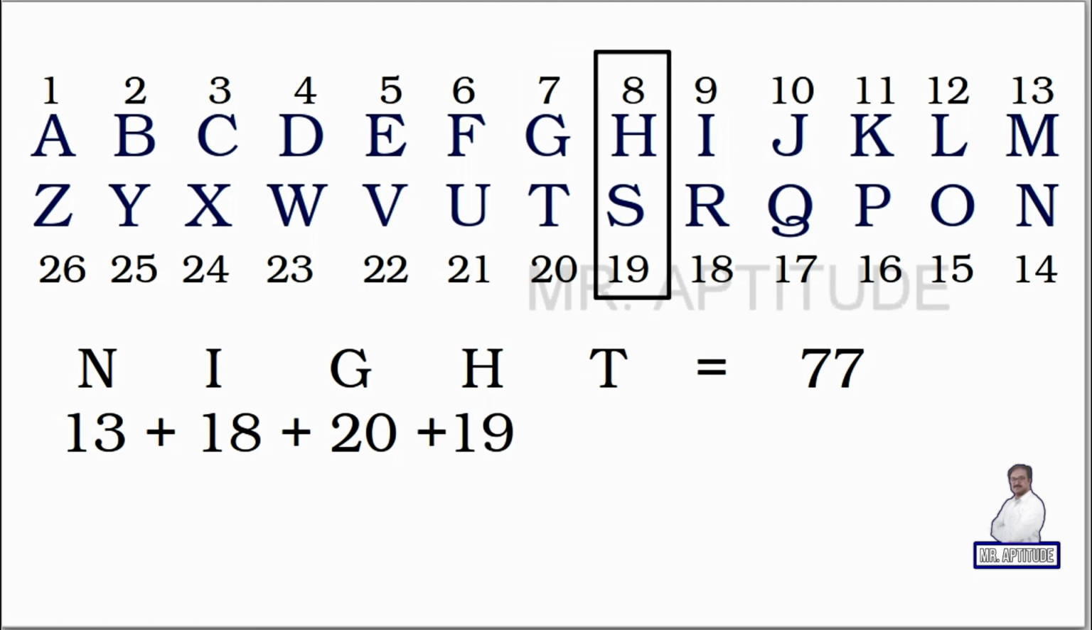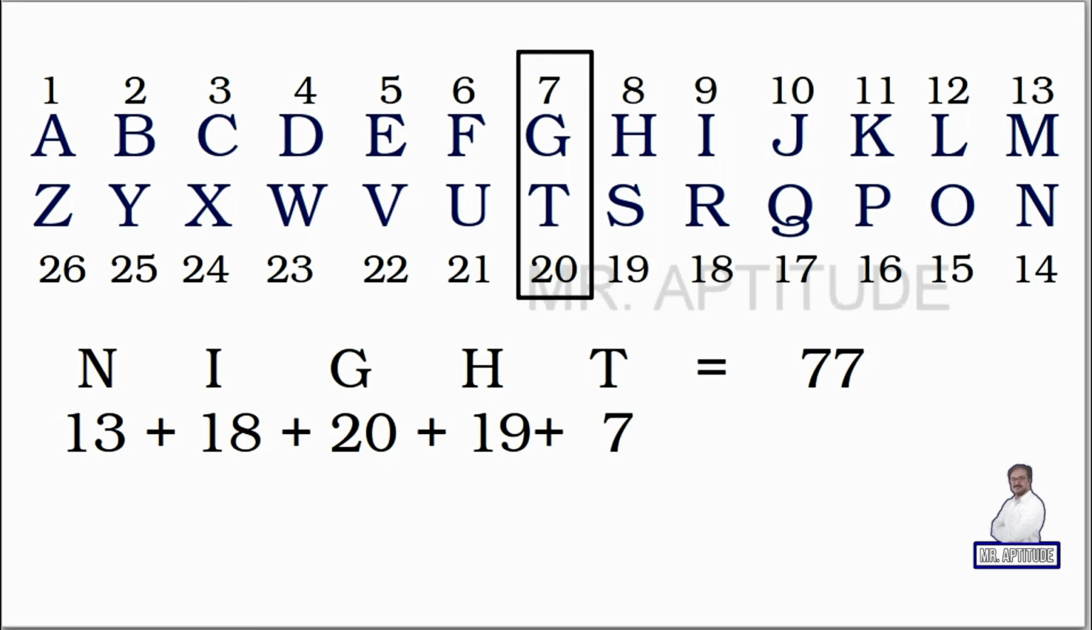H is the eighth letter. Its opposite letter is S. S's place value is 19. So instead of H, you are given 19. In the same way, T is the 20th letter. Its opposite letter is G. G's place value is 7. Sum of all these things gives you 77.